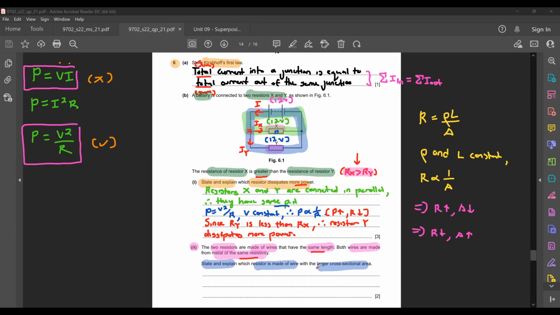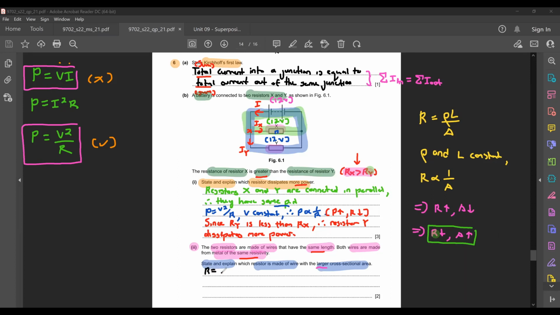So they want the one with larger cross-sectional area, which means we're looking at this. We want to find the resistance that's actually the lower value out of the two. Okay, so in our case, we already know that Ry is actually the lower resistance. The resistor Y will actually be having a larger cross-sectional area. Okay, so how will we write our answer? You can actually write the answer according to what I've written on the right hand side. But let me just write out the sample answer for you.